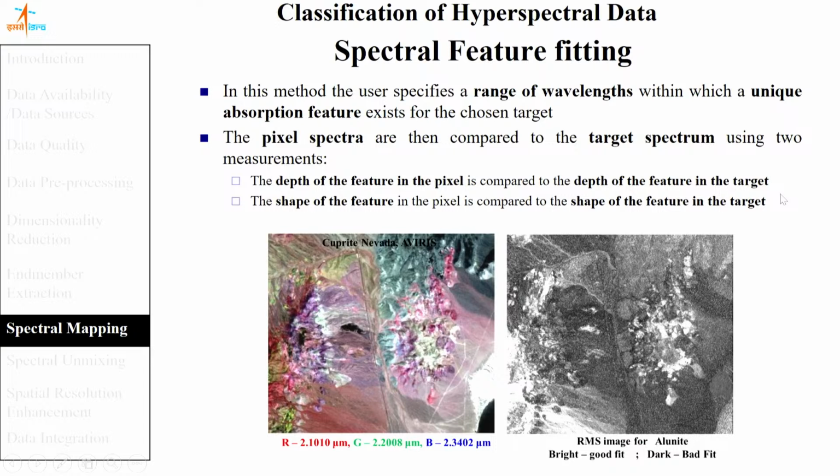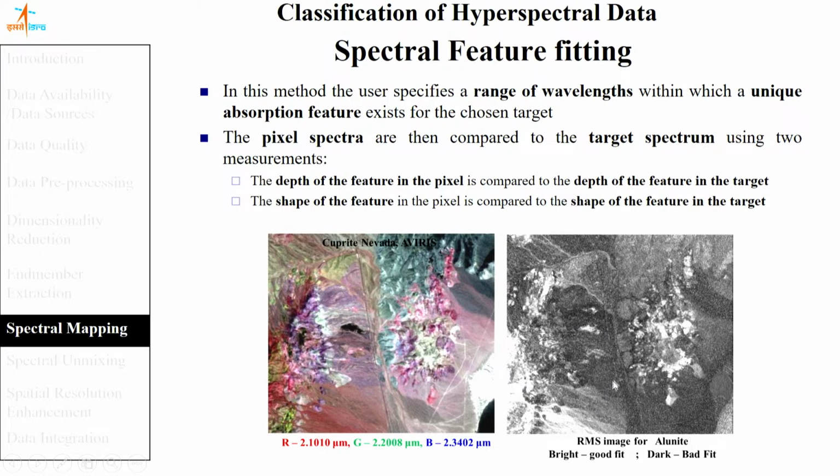Now coming to spectral feature fitting. So as I told, in case of hyperspectral data, absorption features are important. So here what we have to do is we have to first isolate the absorption feature in a common baseline. Then we can measure the depth and measure the shape, and you just match the image spectra with your reference spectra, the depth and shape. Once it matches, it will go to that class.